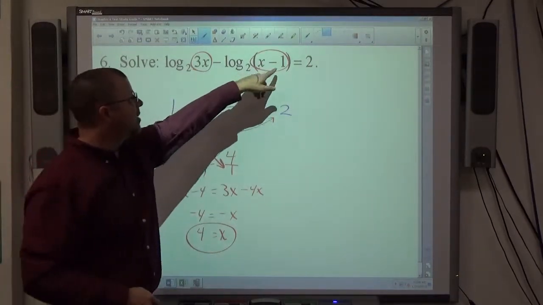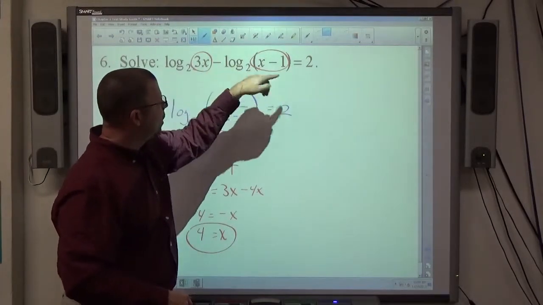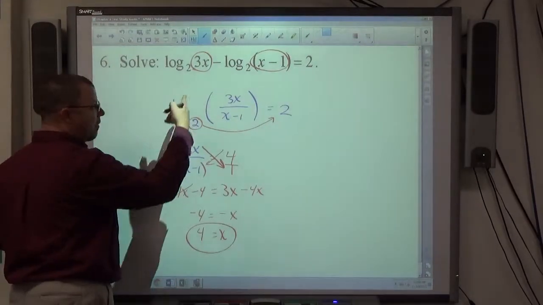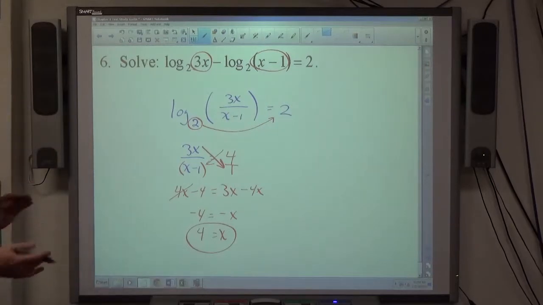If this said x minus 5, obviously we would have gotten a different answer, but 4 minus 5 is negative 1, and we'd have to throw it out. If we do have an answer that doesn't work, put an empty set. In this case, we do have an answer that works, so we're going to leave it as is.